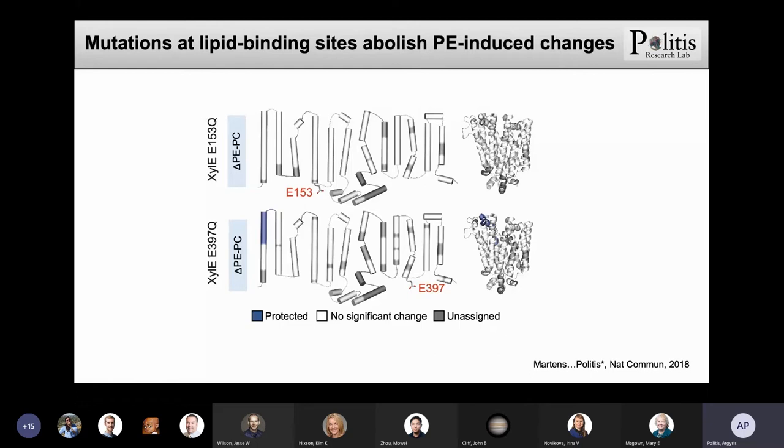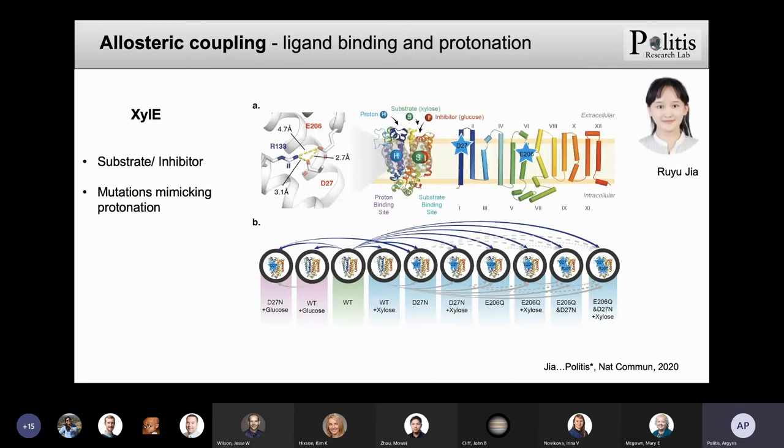So moving ahead, another question that I wanted to answer was how the allosteric coupling between ligand binding and protonation is working, and whether substrate and inhibitor have an effect on XylE transporters. So what we did, we carried out mutations mimicking the protonation by mutating negatively charged residues to uncharged residues. And we have identified two specific residues, D27 and E206. And we carried out a number of HDX mass spec experiments, where we use both the inhibitor glucose and the substrate xylose, both in the wild type, but also in the combination of single or double mutations.